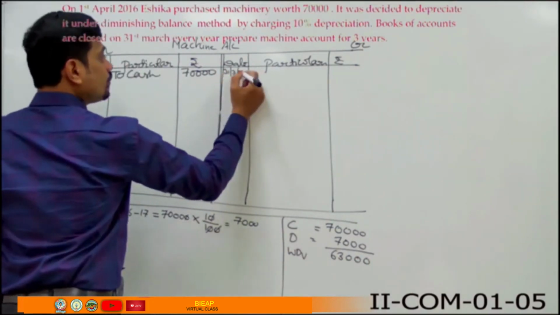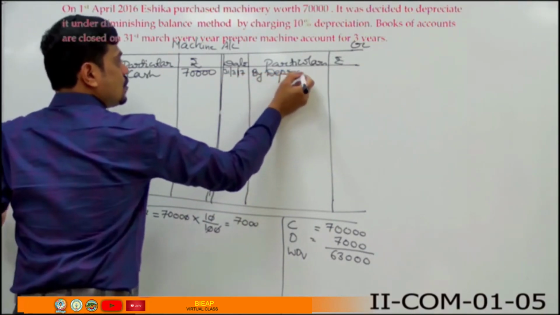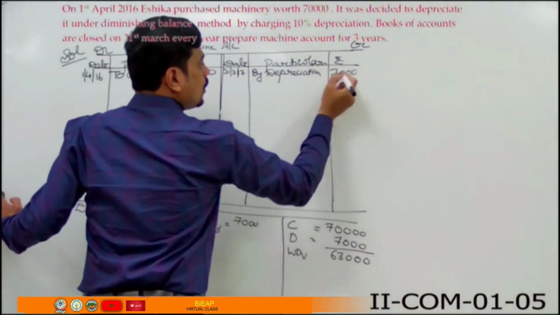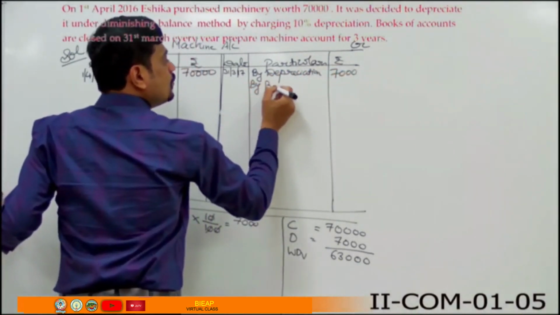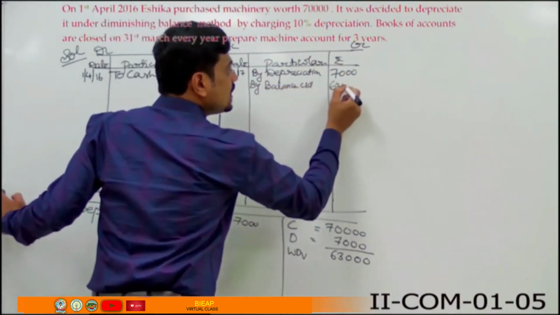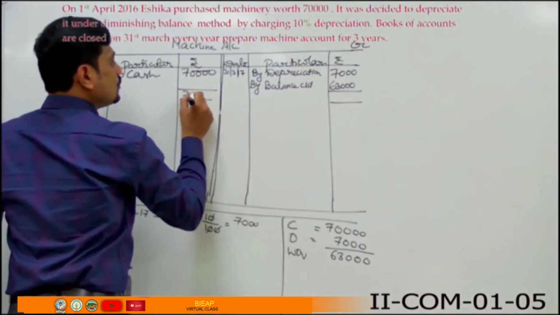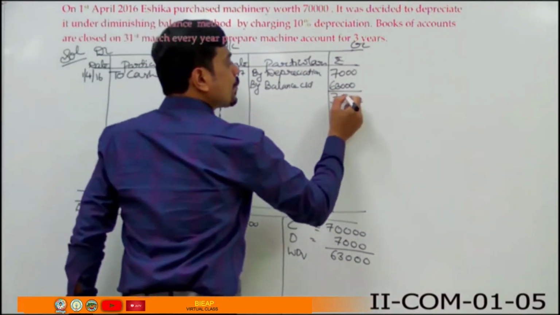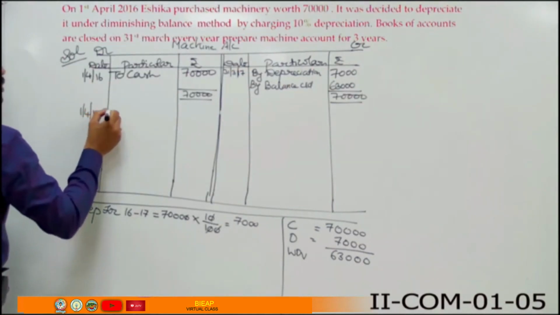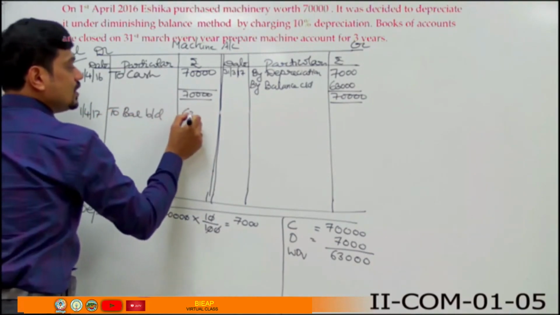31st March 2017, by depreciation. How much? 7,000. By balance carried down. That is the written down value worth 63,000. And the account is balanced with 70,000. Bring down the balance. 1st April 2017, to balance brought down 63,000.